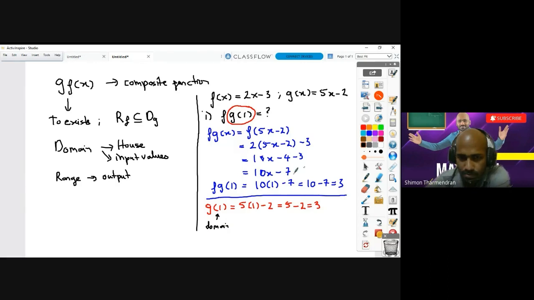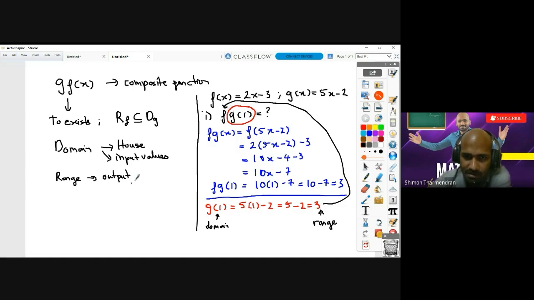And output is my range. The number 3 over here that came out, this is actually one of the range values. Every input, the output is called the range. So I found g of 1. Once I have g of 1, I must take this value that came out, the range value, and put it back into f, sorry. First, I do the inside, the value that comes out, I put into the outside.